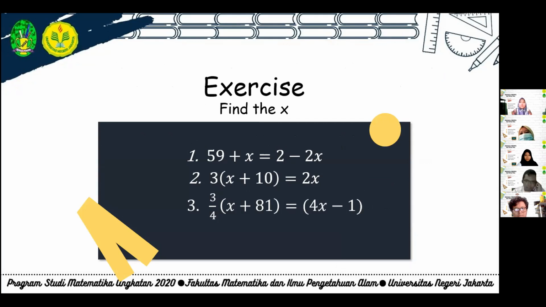Can I try? Yes, please. Number 2, I think the answer is minus 30. Yes, that's true. Can I try? Yes, please. Number 1 is minus 19. Yes, that's true.